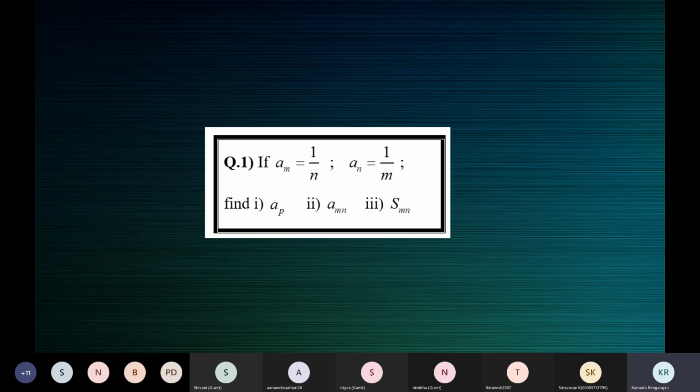So the question is mostly given in words. The find part will be given in symbols, but that information, am is equal to 1 by n, will not be given to you straight away. An is equal to 1 by m will not be given to you straight away. It will be in words. If the mth term of an AP is 1 by n and the nth term is 1 by m, then find all this. Write down the question, children.